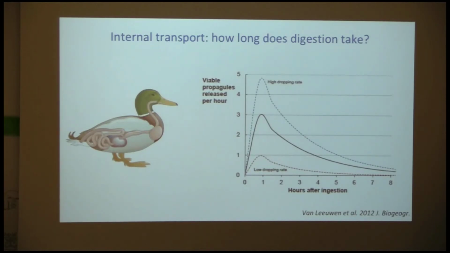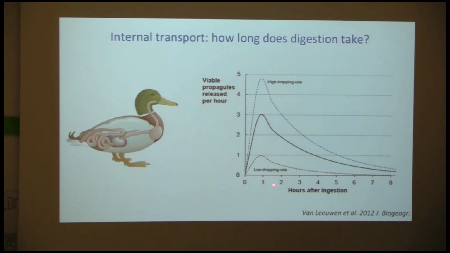Because what generally happens is that seeds that are defecated later will have lower viability than seeds defecated after only 1 or 2 hours in the digestive system. But then there's a peak at about 4 to 6 hours after ingestion when most of the food will be defecated. So this graph sort of combines this.